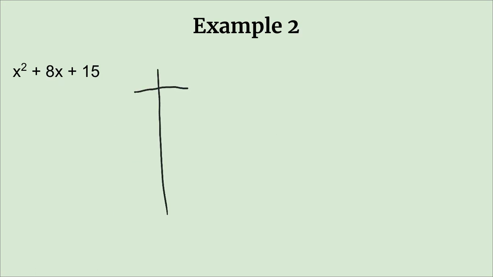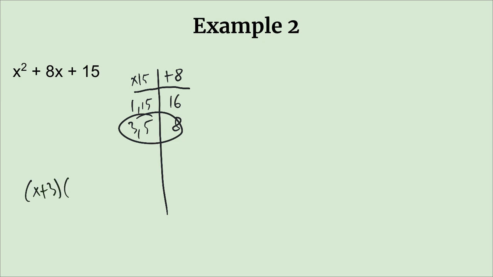So we are multiplying to 15, adding to 8, so we get 1 and 15, 3 and 5. 1 plus 15 is 16, 3 plus 5 is 8, so we're using this setup, so it's x plus 3, x plus 5.